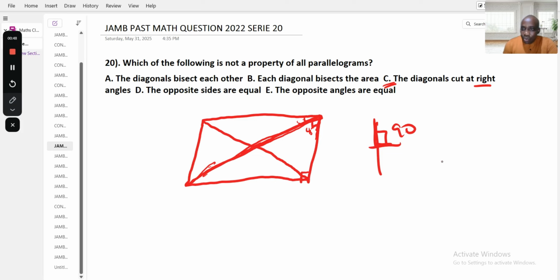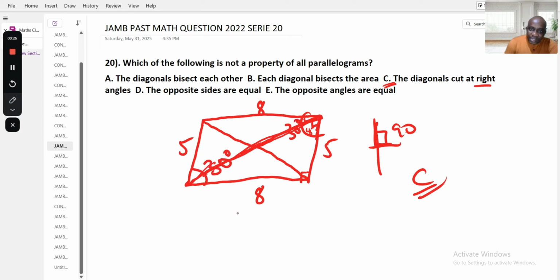Our answer will be C. The opposite angles are equal. Yes, if this space is 8, this space will be 8, because they are opposite sides. If this space is 5, this will be 5. They are opposite. The opposite sides are equal. Yes, the opposite angles are equal. If this space is 30 degrees, the opposite here will also be 30 degrees. If this space is 45 degrees, this space will also be 45 degrees. The correct answer, which is not a property of the parallelogram, is C.